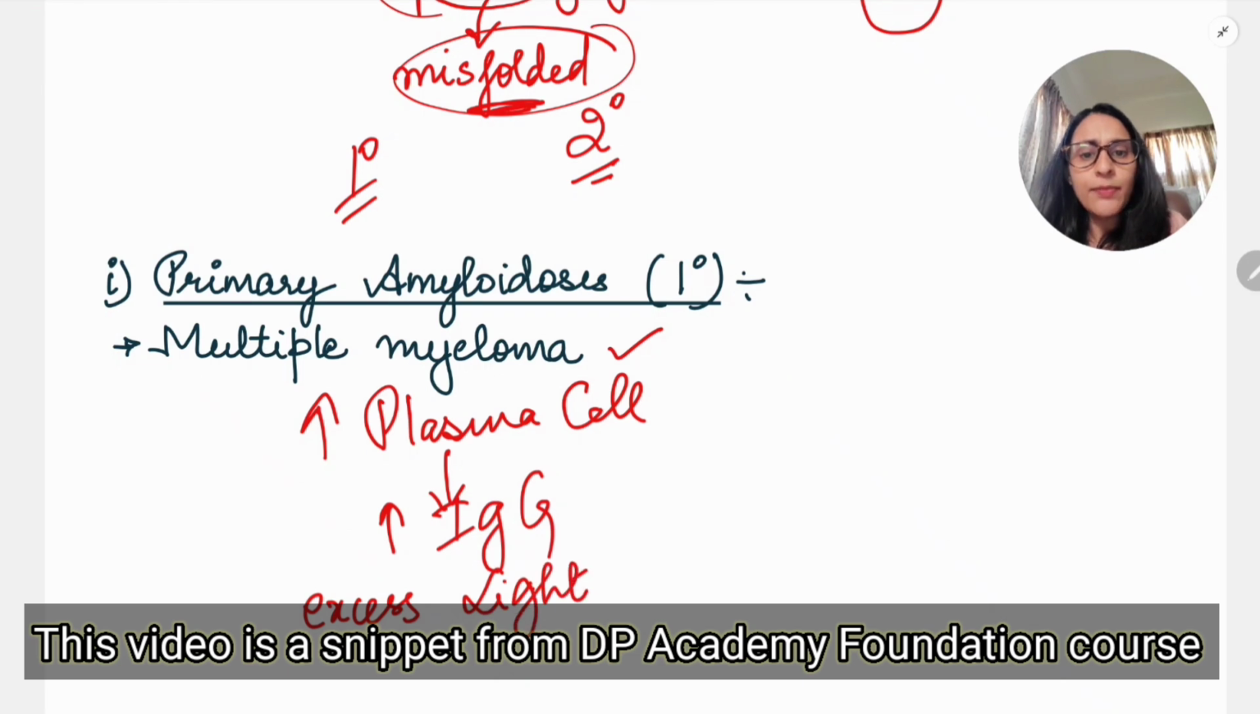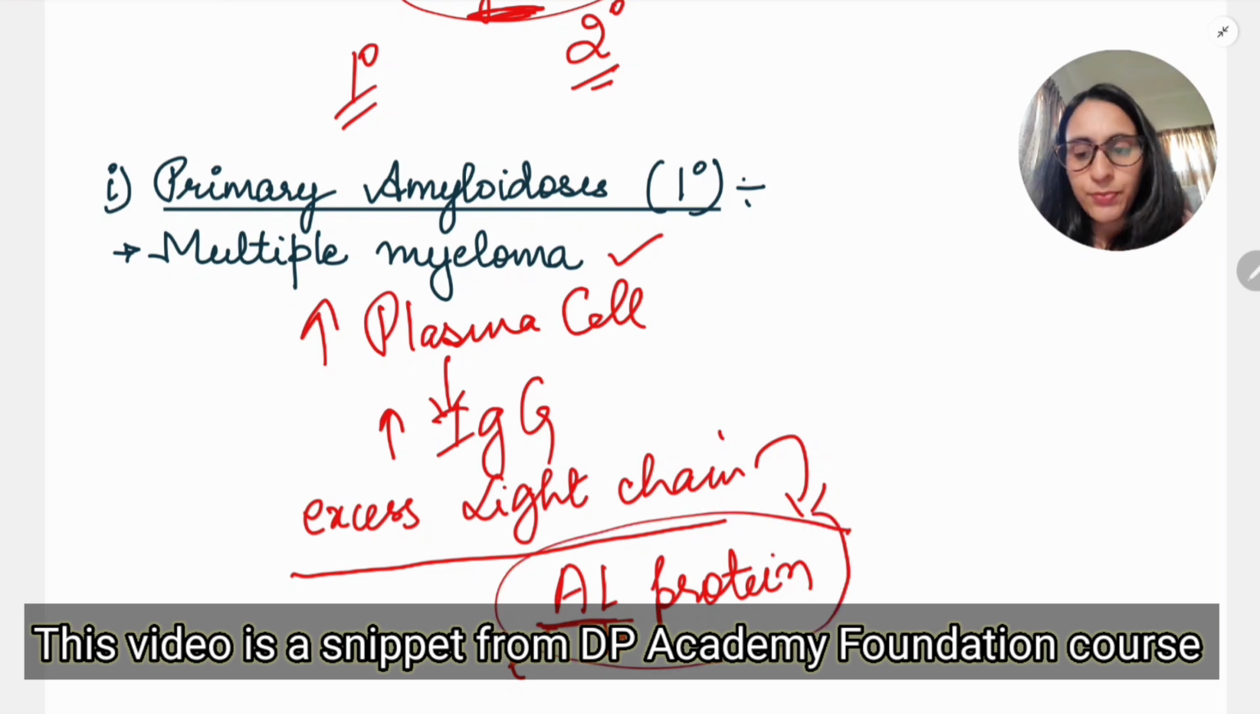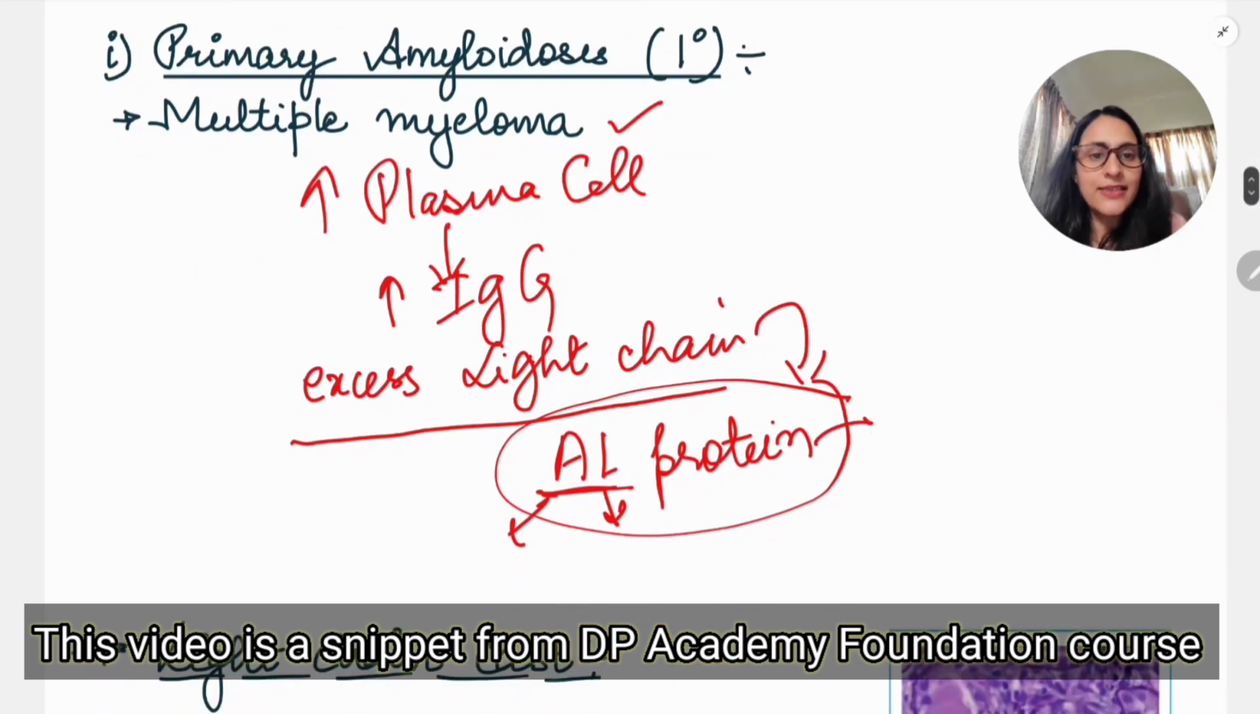We know that an antibody has two kinds of chains, light chain and heavy chain. But here, this is an abnormal condition. The antibodies are not normal. We have an excess of the light chain, and this light chain is deposited as AL protein. What is AL? AL is amyloid, L for light chain. So it is an amyloid protein with excess of light chain, and we call it AL protein, amyloid light chain protein. When it is in excess, it gets deposited in the kidneys.